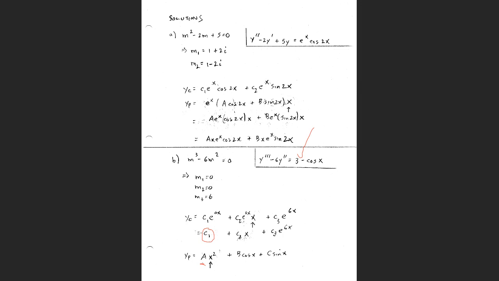So you might say, well, let me put A times x. Well, we can't stop there because we have a c2 times x here in the complementary function. So that means we have to have A times x squared. You see that? See how that works? Let me know if you have any questions.